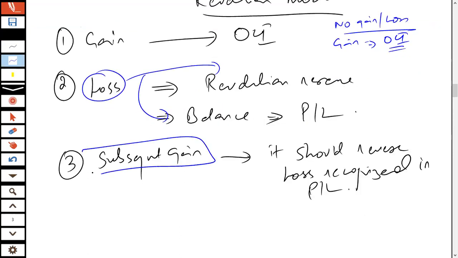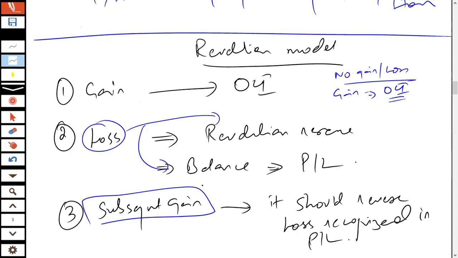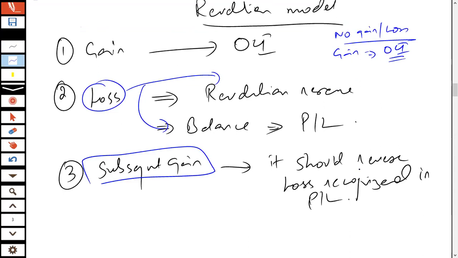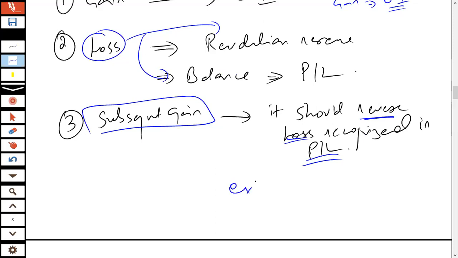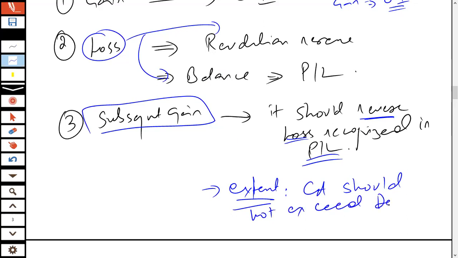If there is a subsequent gain on this specific revaluation model, it should reverse the loss which was previously recognized in the P&L. Is there a limit? Is there an extent to which the loss can be reversed? Yes, there is a limit. The carrying amount of the asset should not exceed the depreciated historical cost.